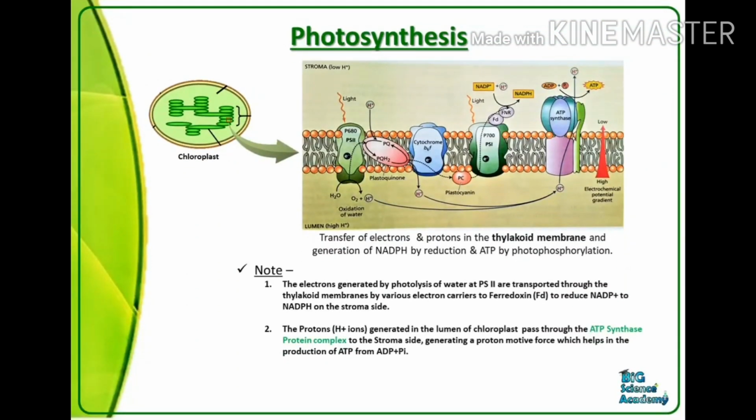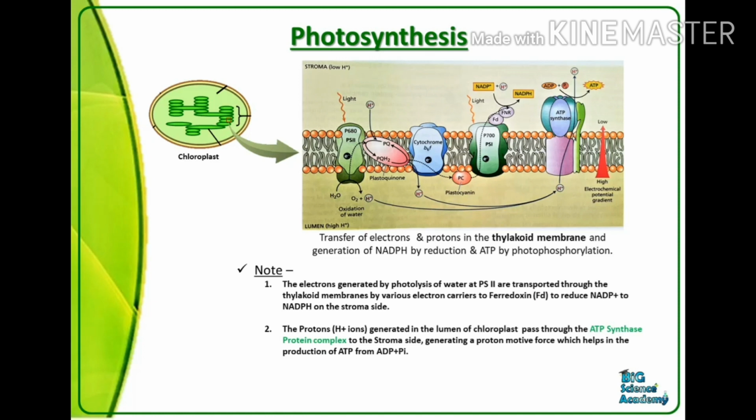Here is a picture from the book by Taiz and Zeiger. We can see that the membrane bound protein complexes are present which play a key role in the photophosphorylation. The picture describes the transfer of electrons and protons in the thylakoid membrane and generation of NADPH by reduction of NADP plus, and ATP by phosphorylation, which is photophosphorylation.